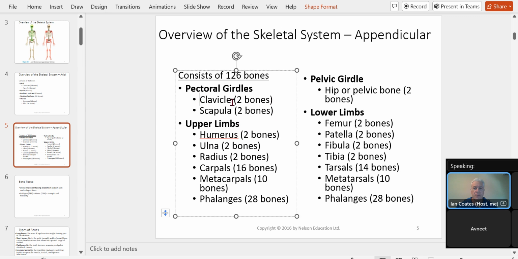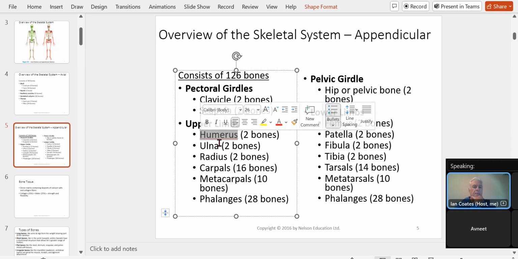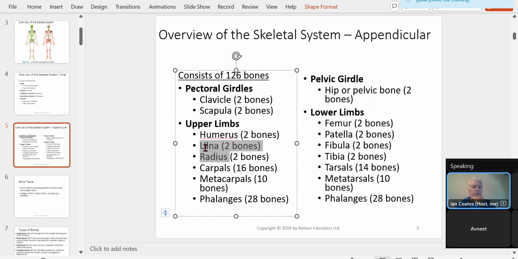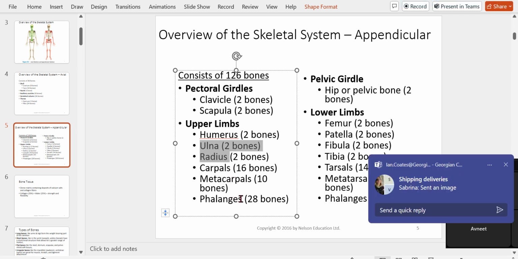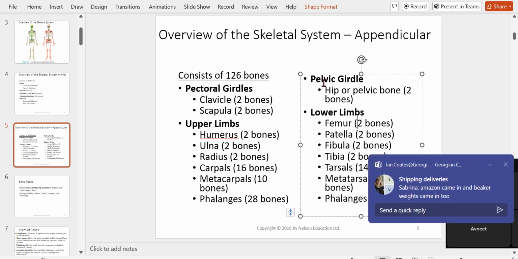So the shoulder, we've got the clavicle, which is your collarbone. This bone right in here, very painful if you break it. Scapula, the flat bone in the back of the shoulder. I'll show you guys all these. Humerus, upper arm bone, ulna and radius, lower arm bones. Carpals, these are wrist. Metacarpals, hand, and phalanges are fingers.